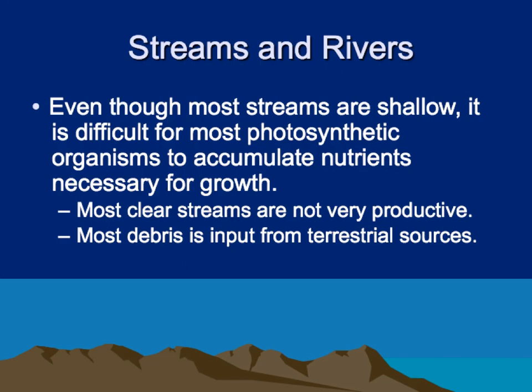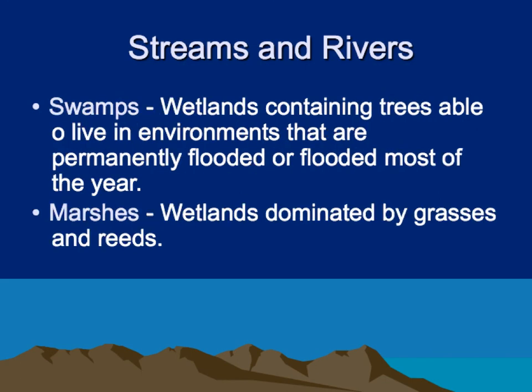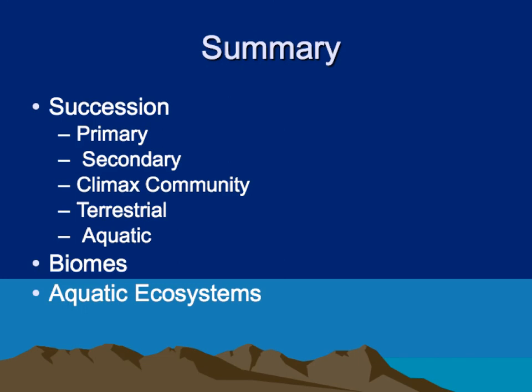With streams and rivers, even though most streams are shallow, it is difficult for photosynthetic organisms to accumulate. Most clear streams are not very productive, and for most streams that have a lot of debris, the input from terrestrial sources is where that debris is coming from. Other freshwater wetlands are swamps, wetlands containing trees able to live in environments that are permanently flooded or flooded most of the year, versus marshes, which are wetlands dominated by grasses and reeds. Okay, in conclusion, we hit all of these topics.